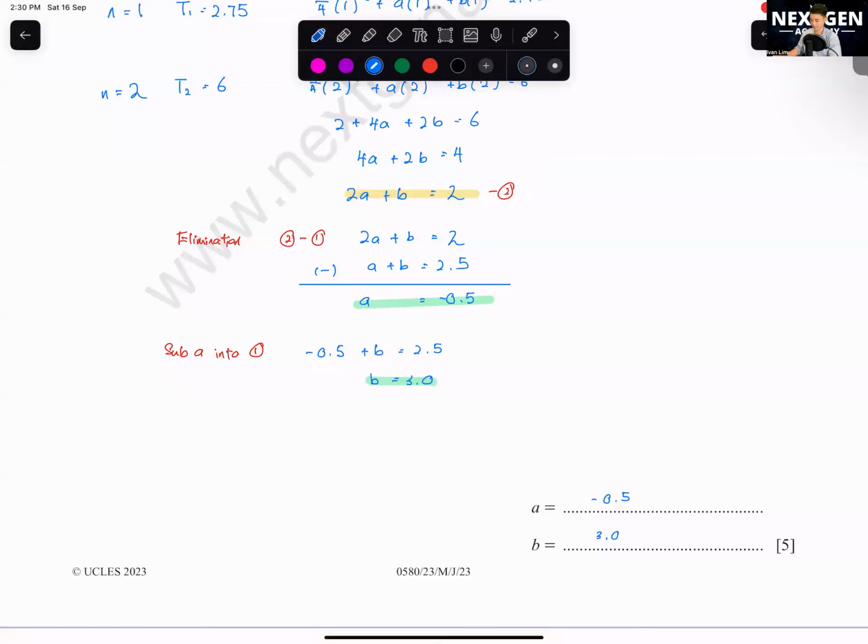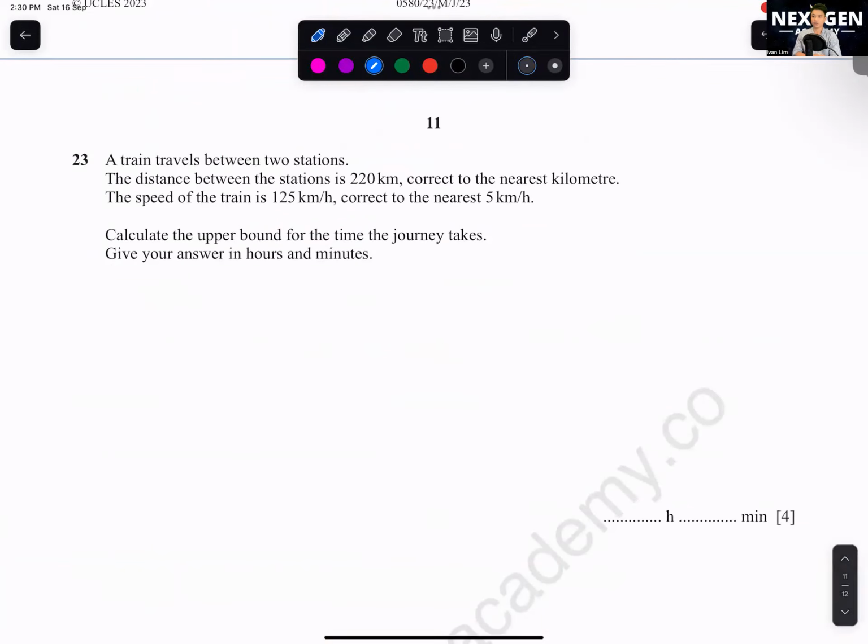Okay, question 23. A train travels between two stations. The distance between the stations is 220 km, correct to the nearest kilometer. The speed of the train is 125 kilometers per hour, correct to the nearest 5 kilometers per hour. We want to find the upper bound for the time. Then give your answer in hours and minutes.